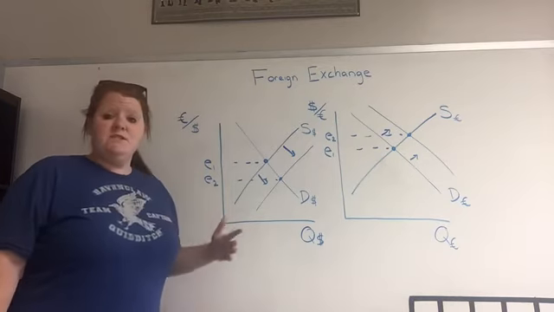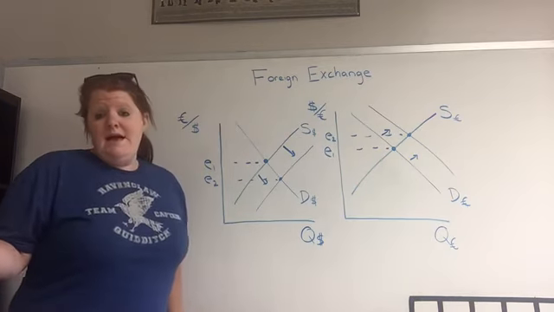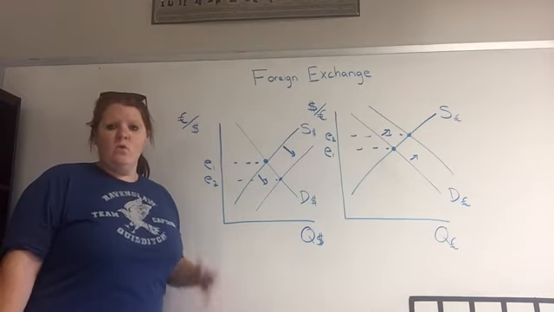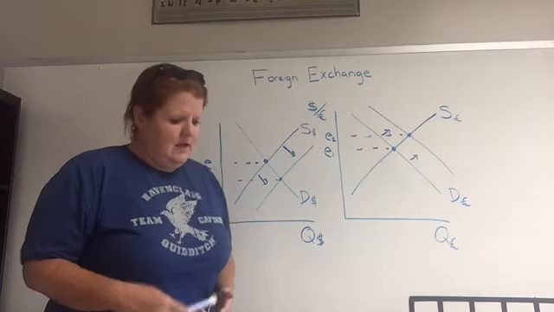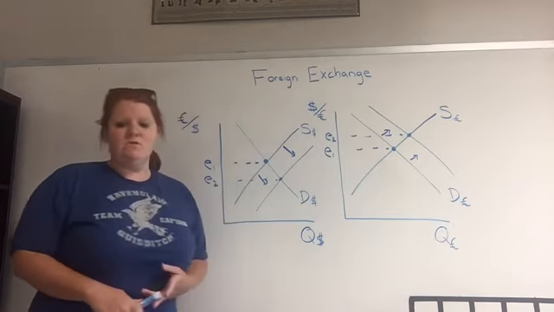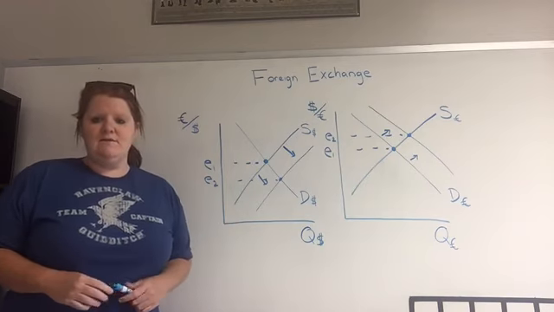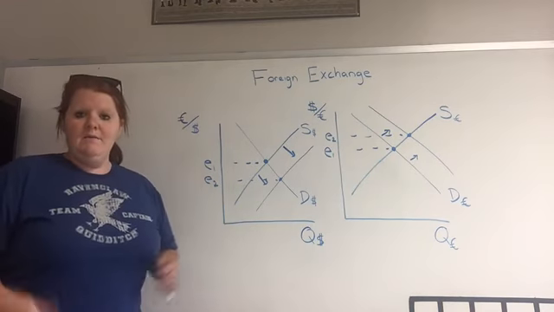So that's just a pretty simple example of this. We'll do more in class. There are more determinants, like the interest rate and the inflation rate and things like that, that cause the exchange rate to fluctuate. So I hope this helps.